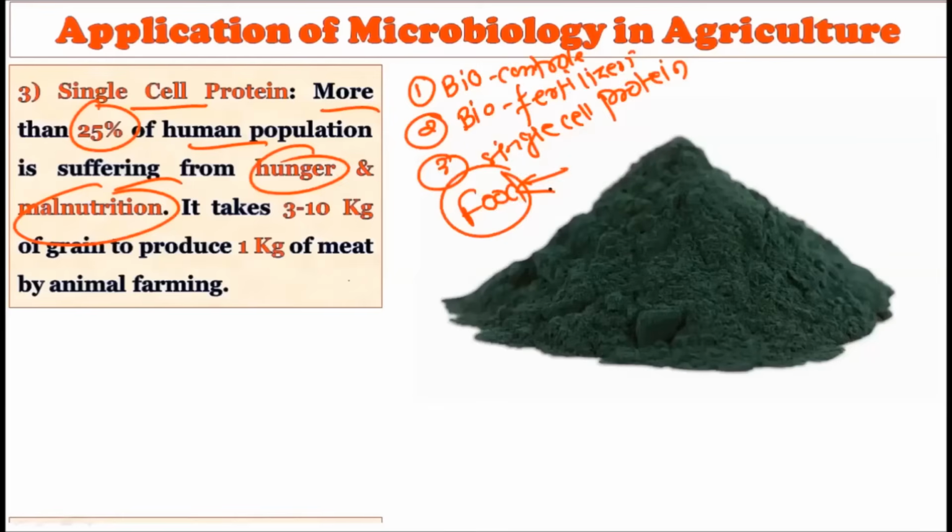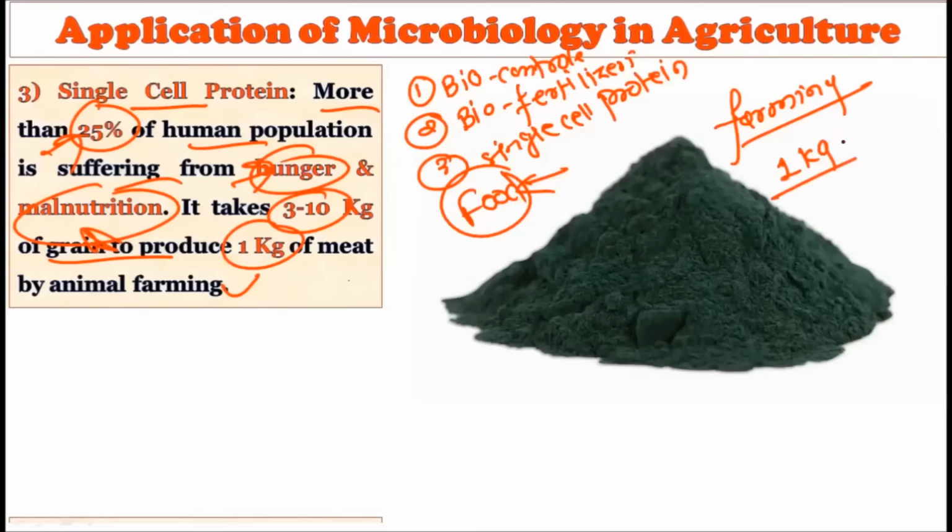Okay, जितने हमें चाहिए उतना फूड प्रोडक्शन नहीं होता है वर्ल्ड में, and 25% of the human population is suffering from the hunger and the malnutrition. देखिए, generally it takes 3 to 10 kg of the grains to produce the 1 kg of meat by the animal farming. See, if you do the animal farming, ठीक है, अगर आप एनिमल फार्मिंग करो और वहां पे अगर हिसाब लगाया जाए कि 1 kg of meat बनाने के लिए कितना एनर्जी लगता है या फिर कितना ग्रेन लगता है, तो it is nearly 3 to 10 kg of grains are required to produce the 1 kg of the animal meat.